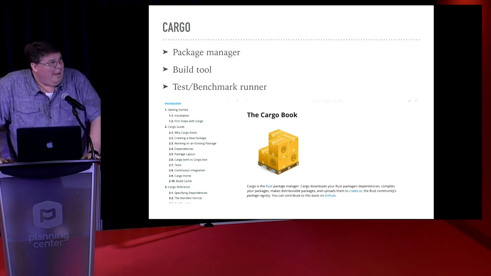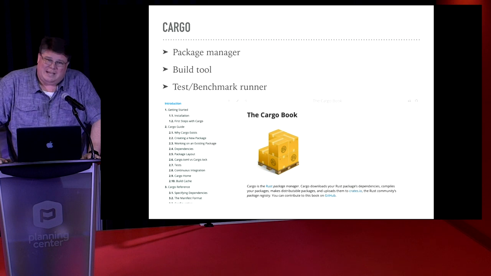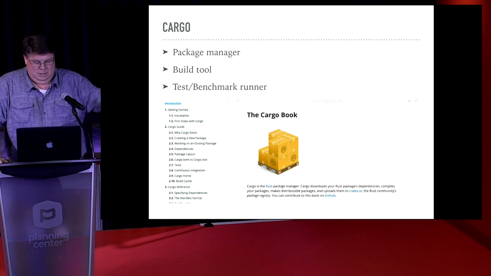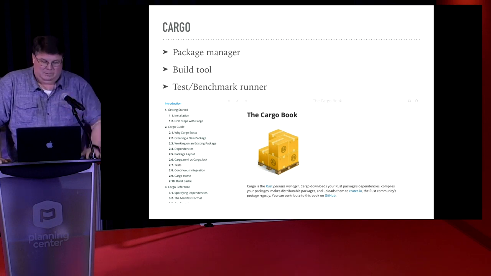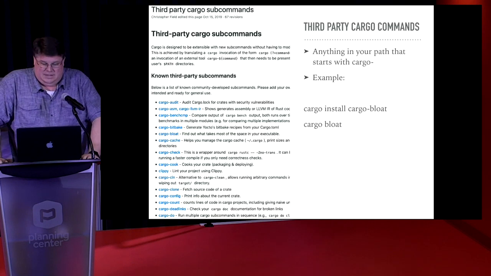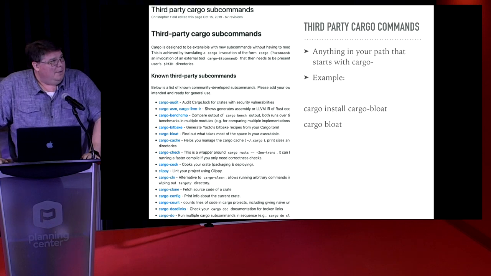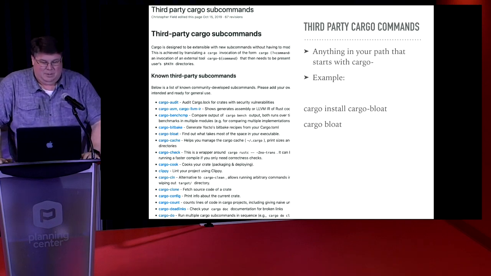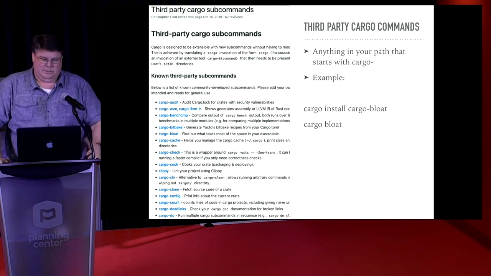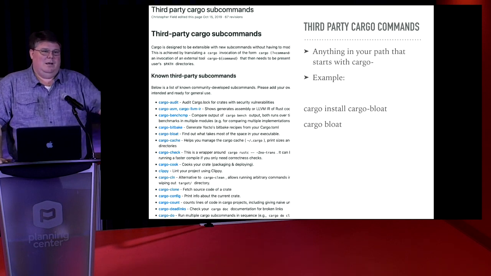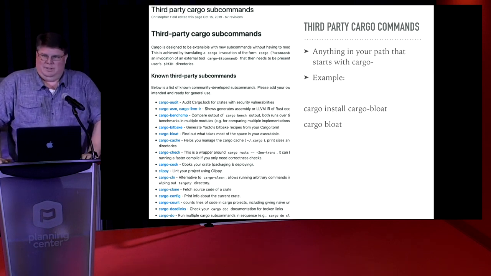So this is your package manager. It is your build tool. It is your test runner. It is your benchmark runner. It does a whole bunch of good stuff. And it has its own book, so you can read all about it. Also, much like Bundler, you can write your own third-party extensions for it. Anything in your path that starts with cargo dash will suddenly become a subcommand of cargo. So in this example, I install a crate called cargo bloat with a very obvious cargo install cargo-bloat, and then bloat now becomes a nice subcommand. In case you're curious, bloat lets you know why your binary just got so big because you added 14 third-party libraries.